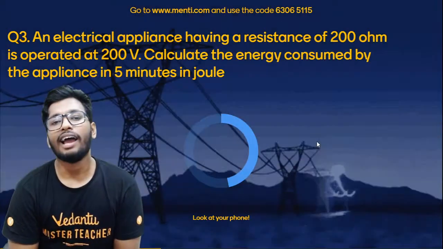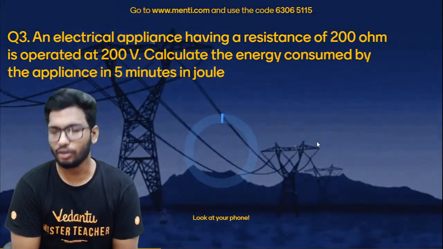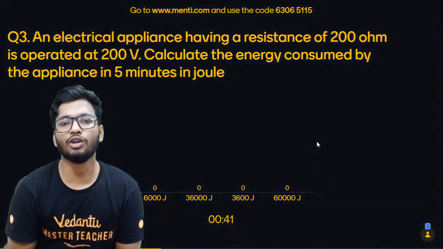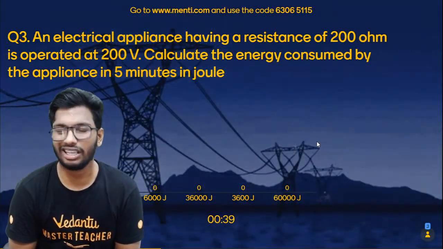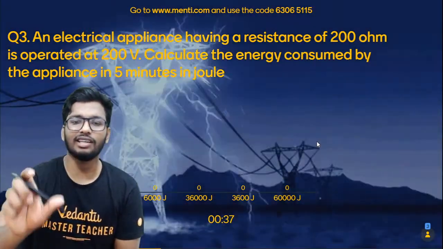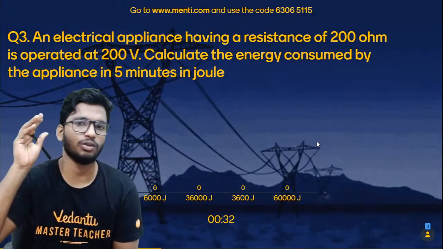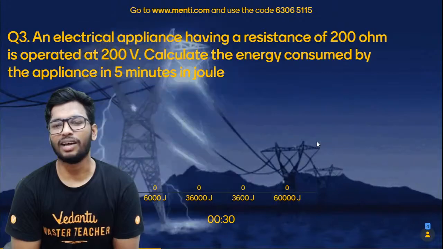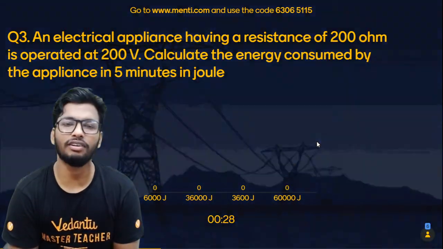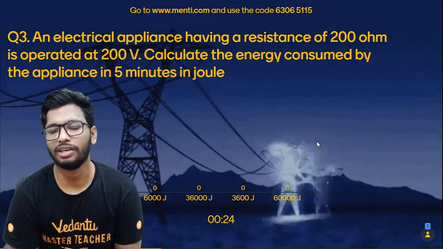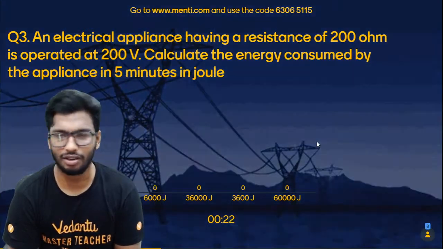The question is this: an electrical appliance having a resistor of 200 ohms is operated at 200 volts. Calculate the energy consumed by the appliance in 5 minutes in terms of joules. Options: 6,000 joules, 36,000 joules, 3,600 joules, or 60,000 joules. Electrical appliance having a resistance of 200 ohms is operated at 200 volts. Calculate the energy consumed by the appliance in 5 minutes in terms of joules.